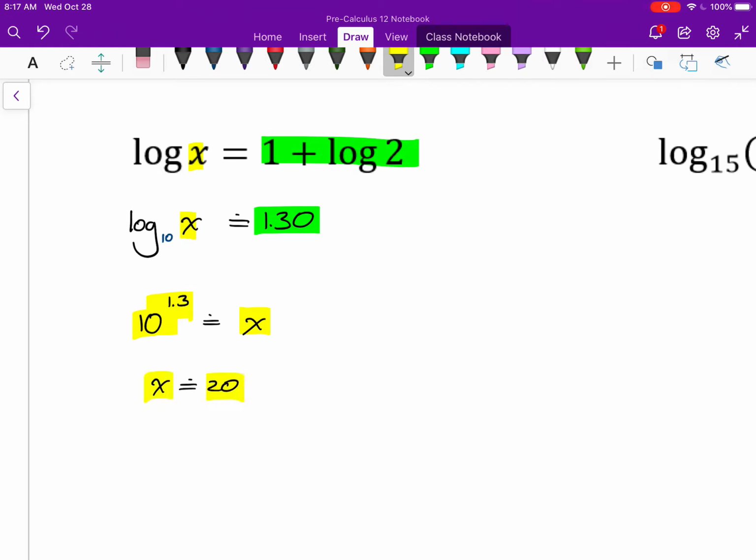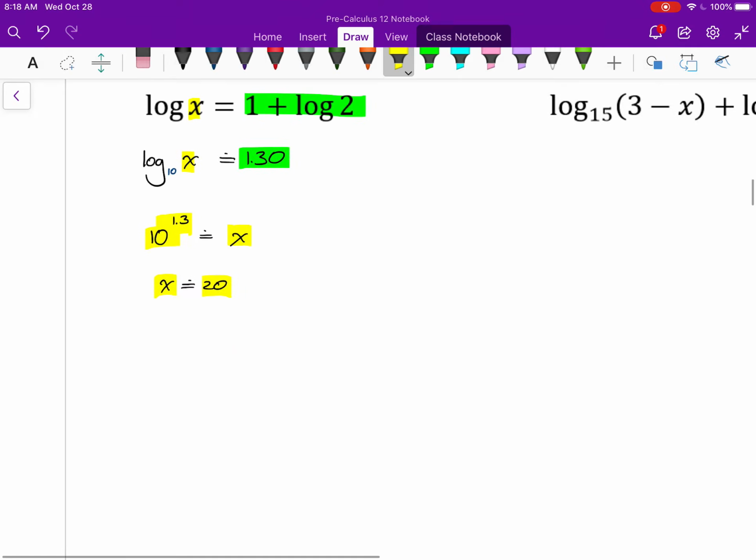Now, I will say it actually is exactly 20. And I can see it's exactly 20 if I work this out a different way. Right now it seems like it's approximately 20 because that 1.30 has been rounded. But if I do this another way, I can actually show you that it's exactly 20 without even using a calculator. There are always going to be countless ways of doing this, but I do want to show you this.